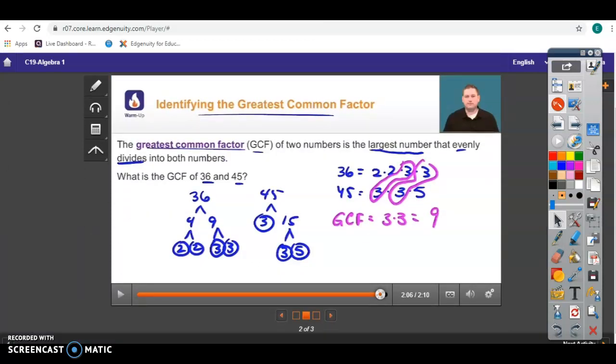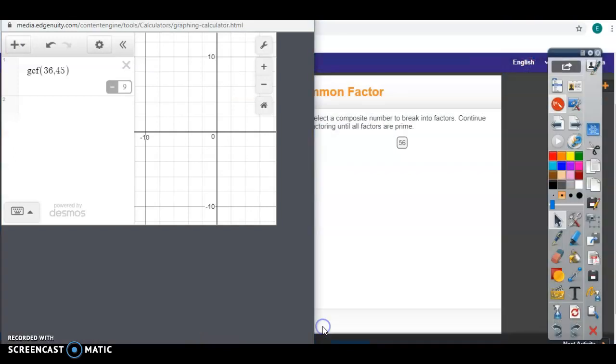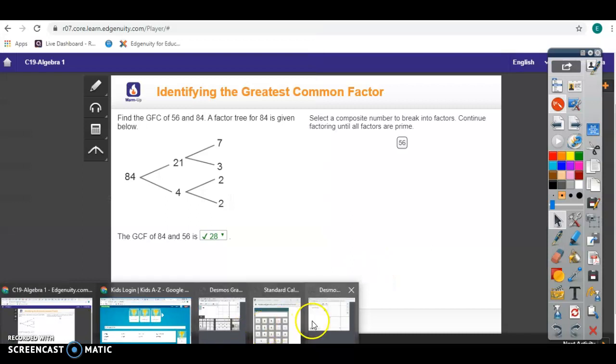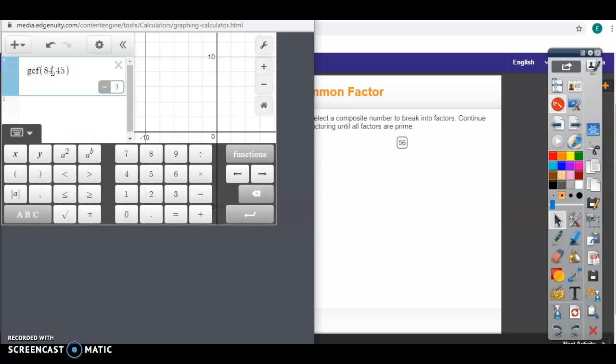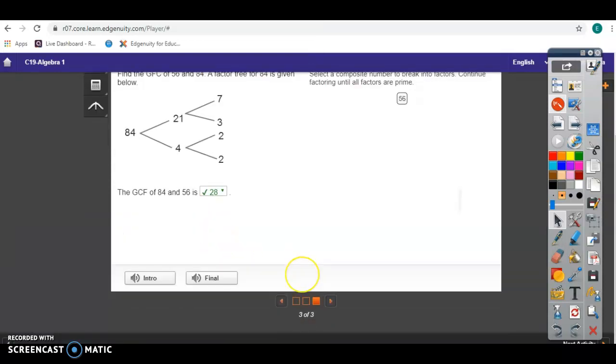Then he says practice some. So right here is asking you for the greatest common factors of 84 and 56. So you type it in the calculator again. 84 and then 56 is 28. The greatest common factor of 84 and 56 is 28. And so I had already typed it, and that's how you get it.